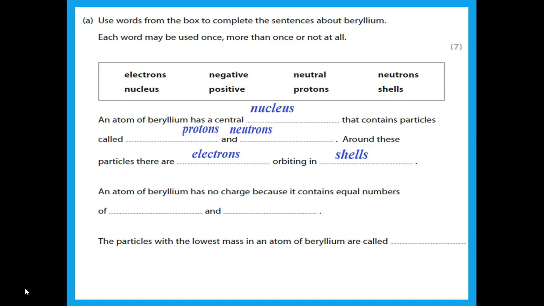An atom of beryllium has no charge because it contains equal numbers of, any atom contains equal numbers of protons and electrons. The particles with the lowest mass in an atom of beryllium are called what? Which particles have the lowest mass? The electrons. We said the electrons have the lowest mass.